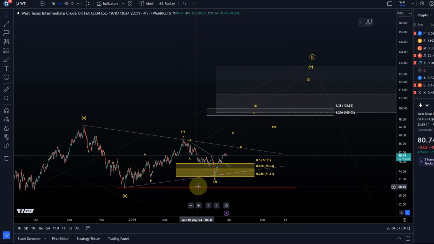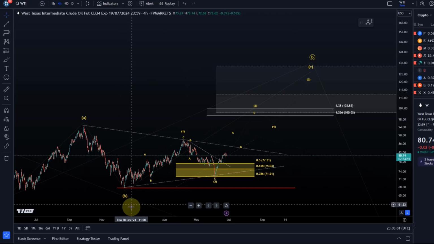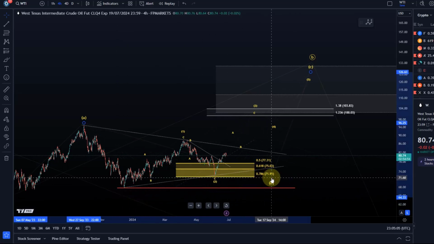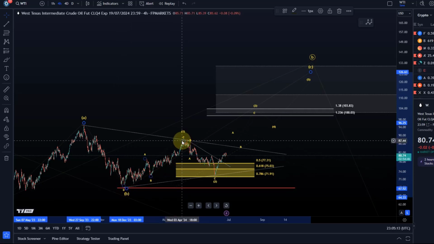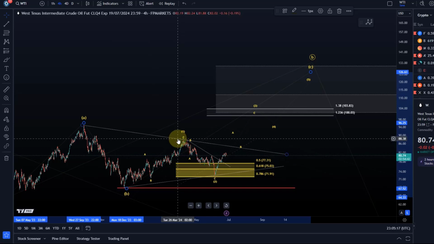So I'm considering different options. For example, a triangle might be an option. It's possible that this B wave is unfolding as a triangle. That's a possibility I'm considering. But also that the B wave bottomed, and we already have seen wave 1, which is, however, an ABC structure. So wave 1 isn't a high probability pattern. Wave 2 pulled back into support.